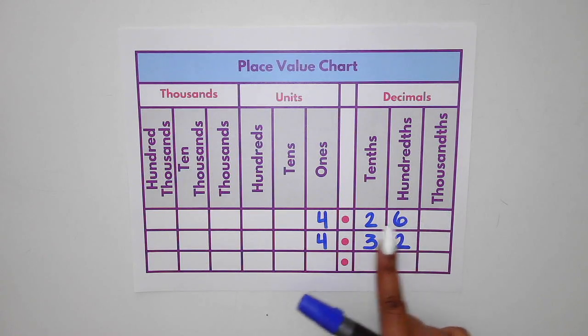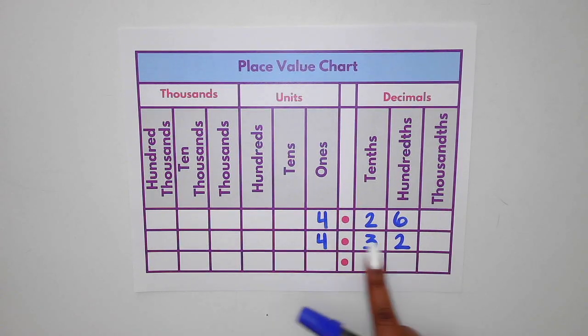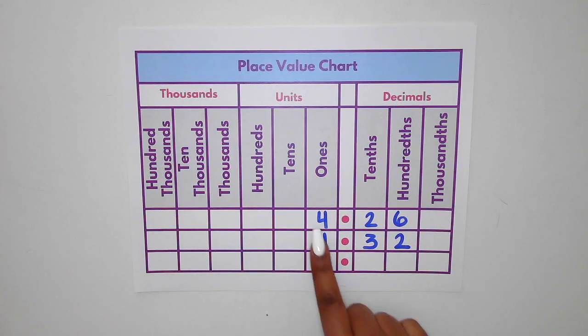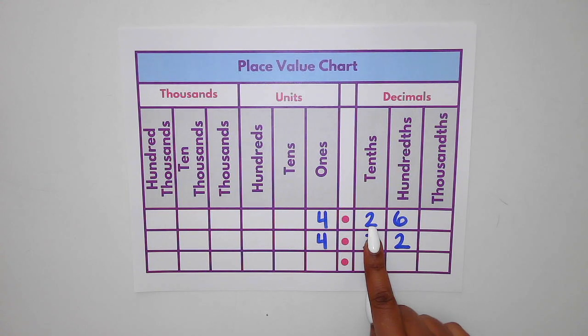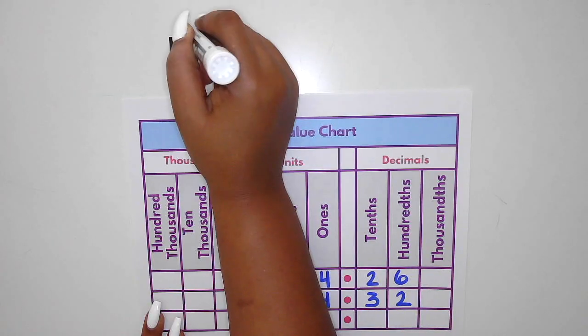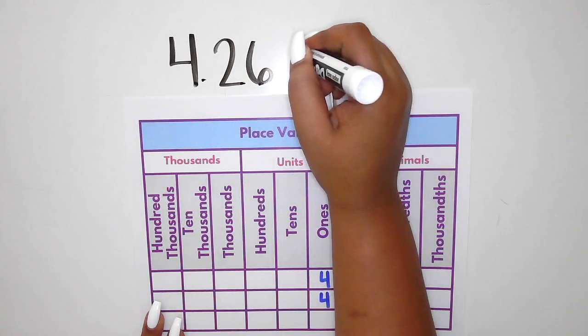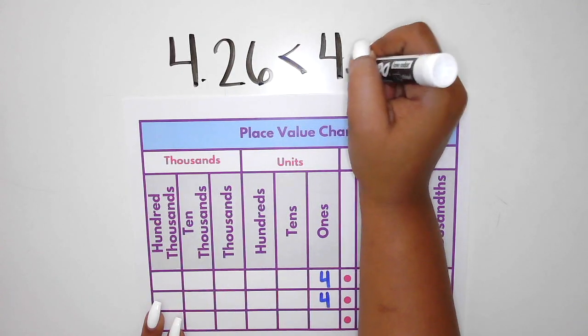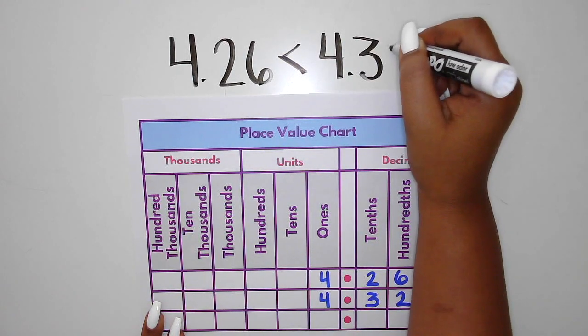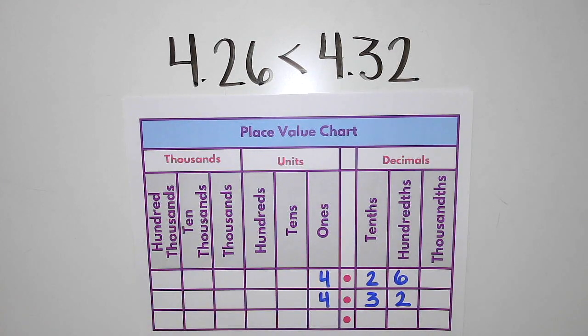The number 4 and 26 hundredths has 2 tenths, and the number 4 and 32 hundredths has 3 tenths. The number 4 and 26 hundredths has less tenths than the number 4 and 32 hundredths. So 4 and 26 hundredths is less than 4 and 32 hundredths. Let's use the less than symbol to represent that statement. In this example, we needed the second greatest place value for both numbers, the tenths place, to determine which number is greater and which number is less.